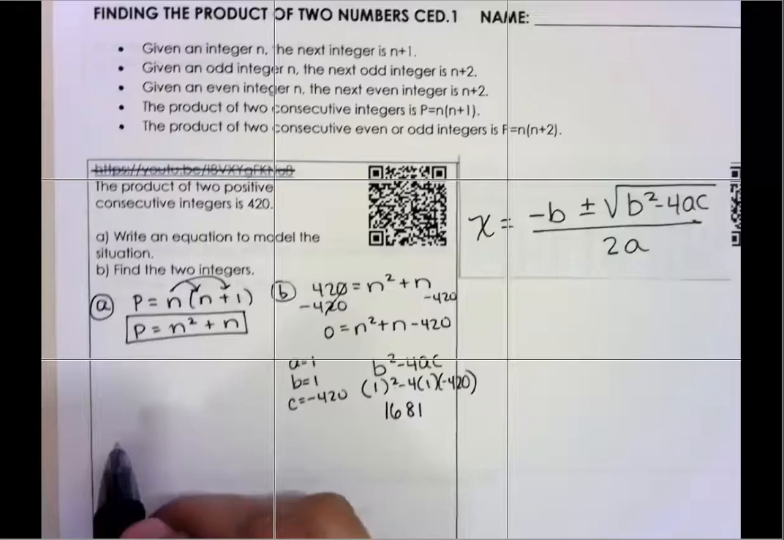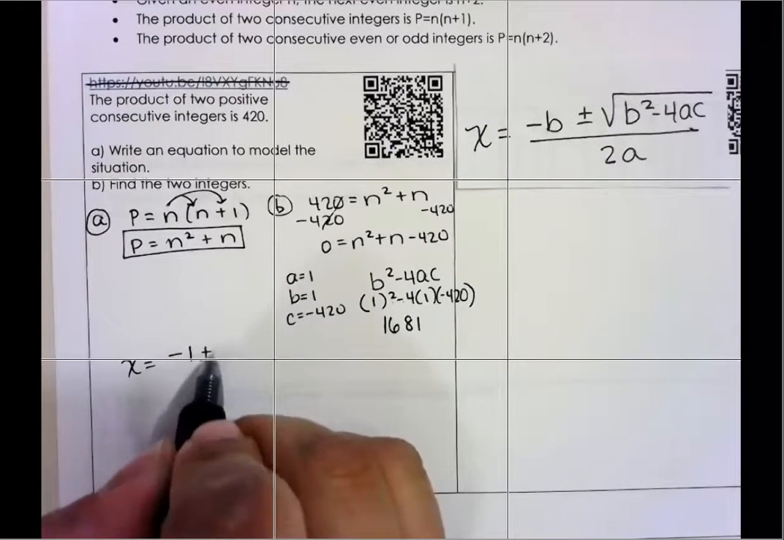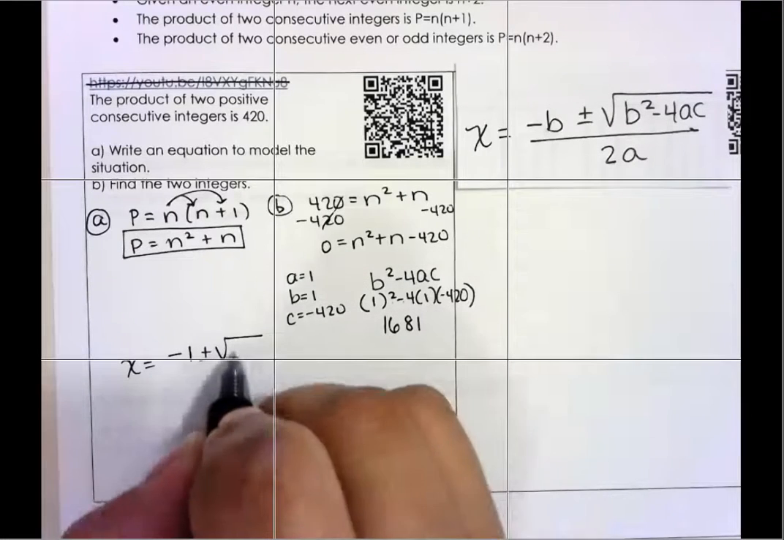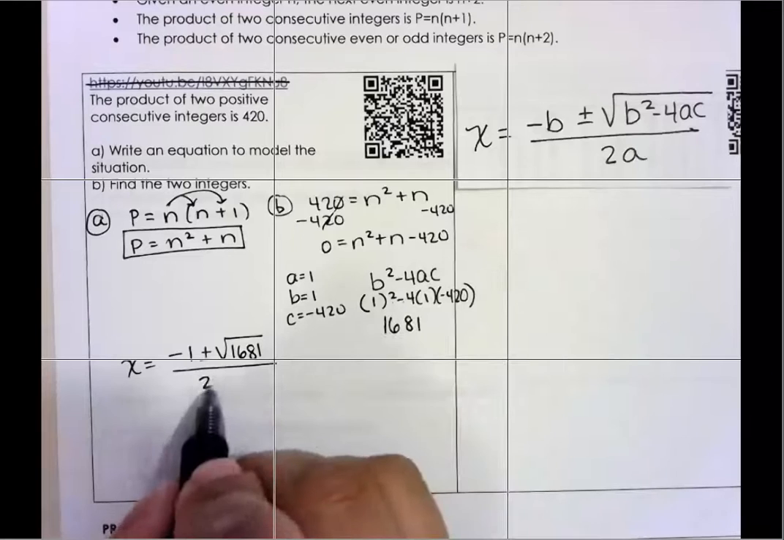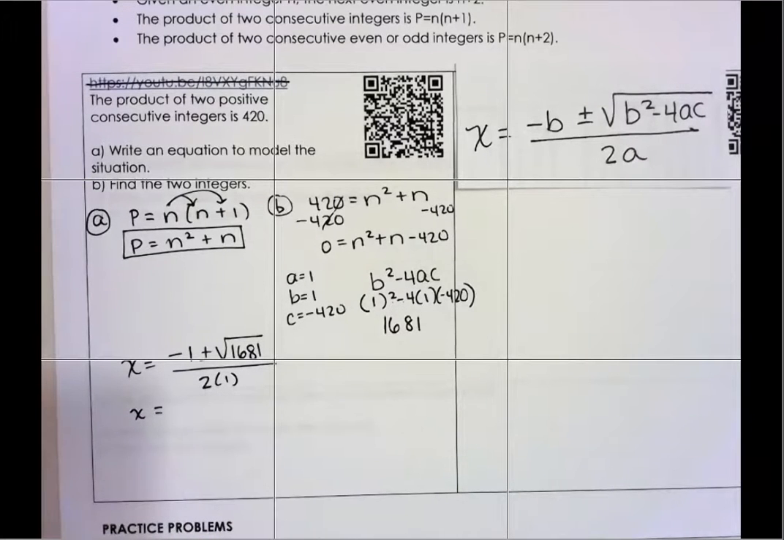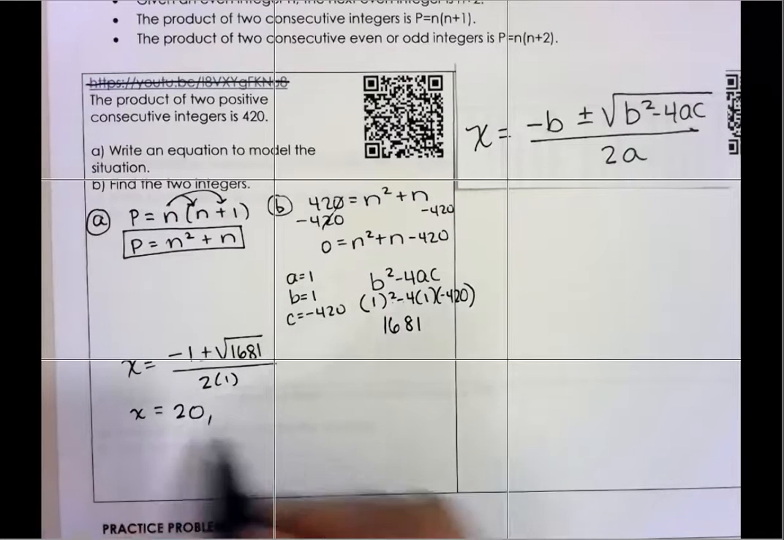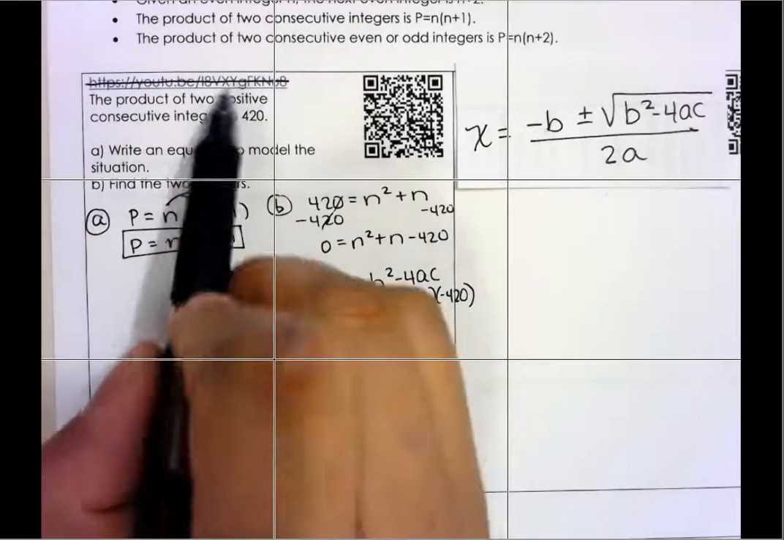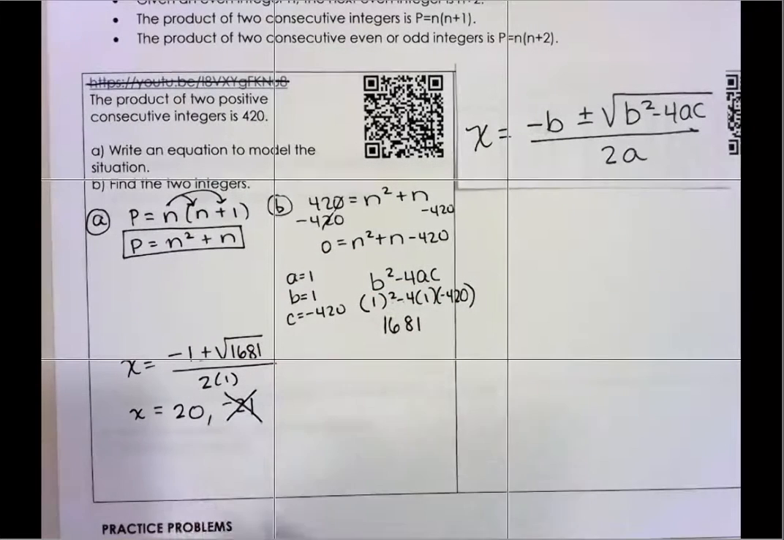So x is going to be negative 1 plus or minus the square root of the discriminant. The discriminant is 1681 over 2 times a, and my a is 1. And in my calculator, that gives me 20 and negative 21. But I'm looking for positive consecutive integers, so I'm going to cancel this.